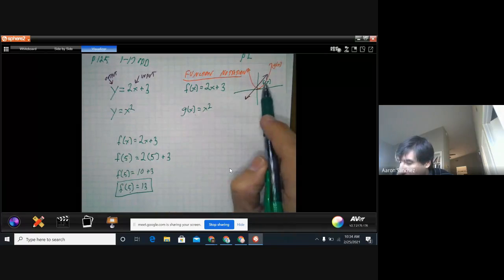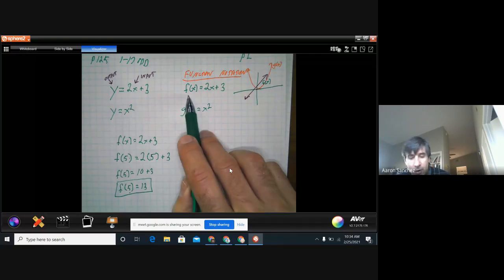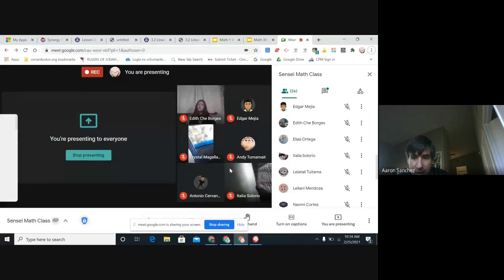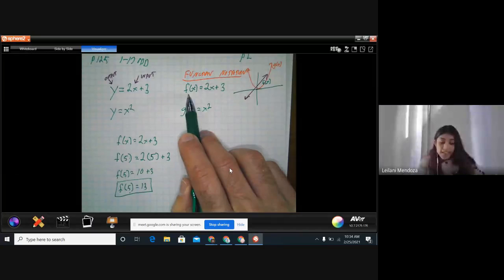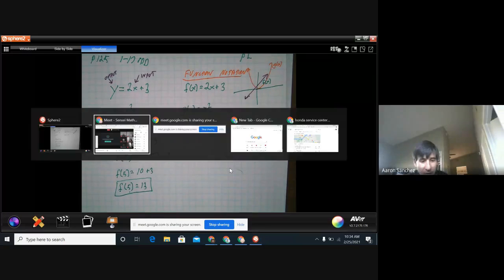And we can also label our graphs with that. How do I pronounce that, f parentheses x? Leilani Mendoza, how do I pronounce that? You pronounce it as f of x. Oh, thank goodness. Oh my gosh. I was feeling like the worst teacher ever.